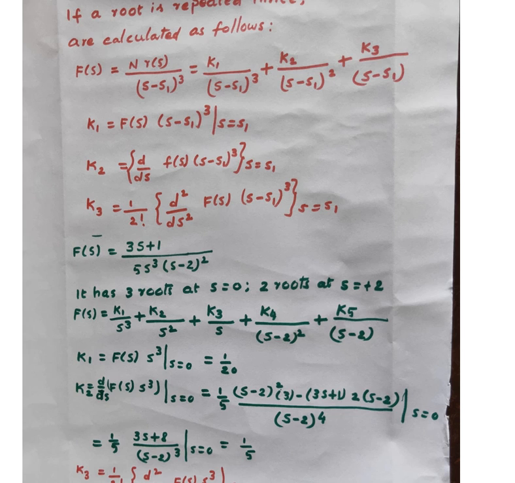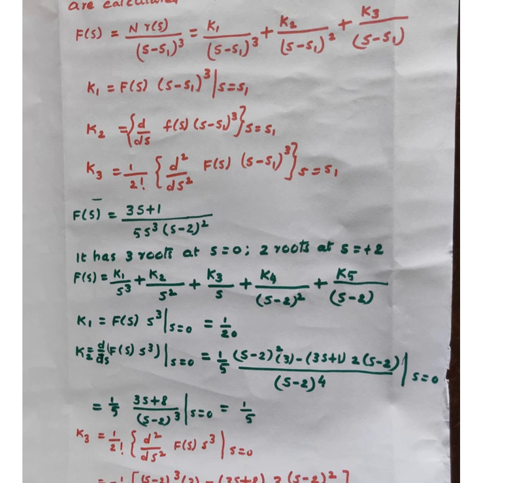To get k1, you multiply f of s with s cube. Once you multiply with s cube, this s cube gets cancelled. Then you will end up with 3s plus 1 divided by 5 into s minus 2 whole square. So substitute s is equal to 0. In that case, we will get 1 by 20 here.